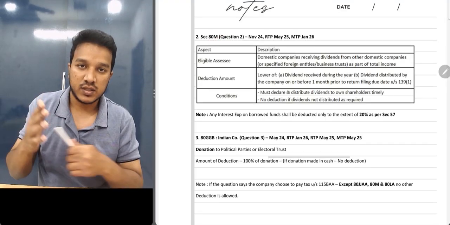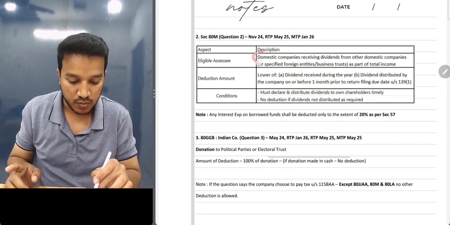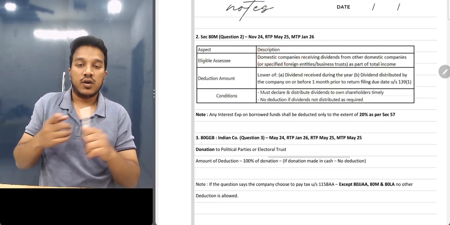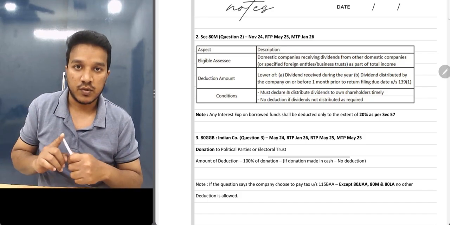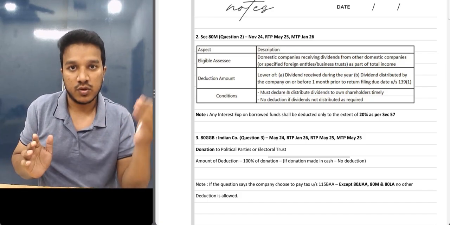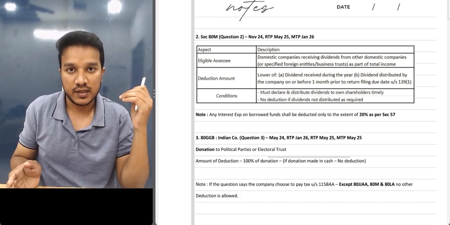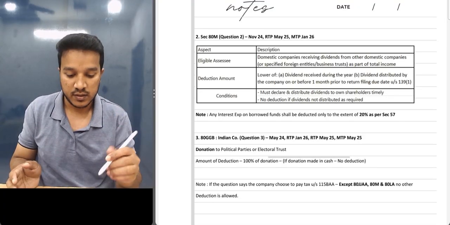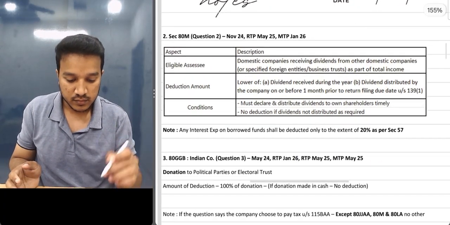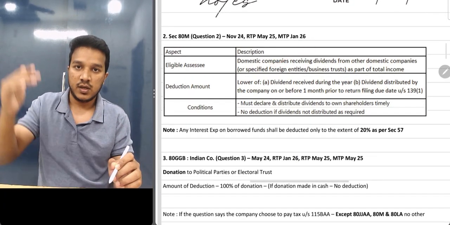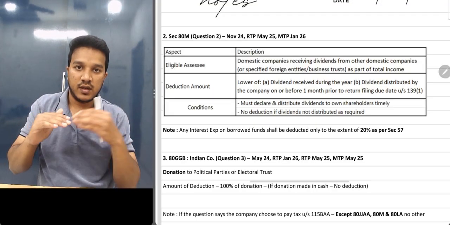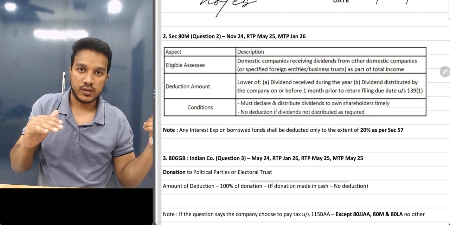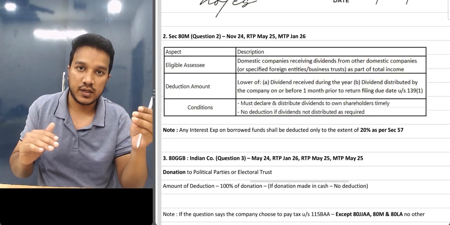Okay, so ATM talks about dividend. See, yours is a domestic company. Again, this one is applicable for domestic companies. In your CA Finals total income question, you will be computing for a company, so only company-related deductions will come in the adjustments. Okay, so yours is a domestic company, you receive dividend.